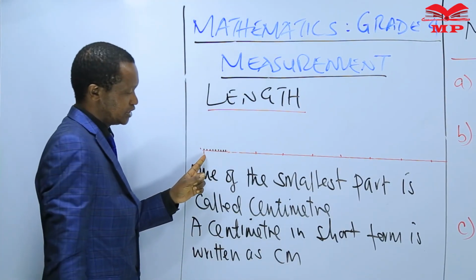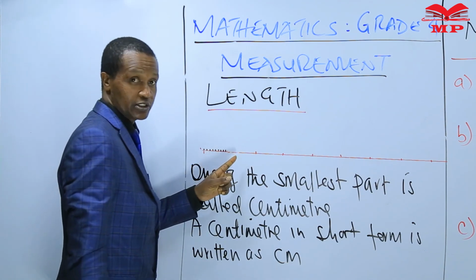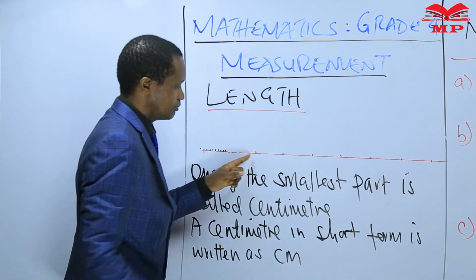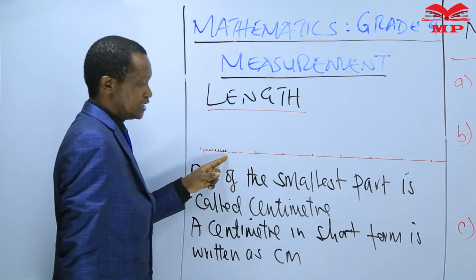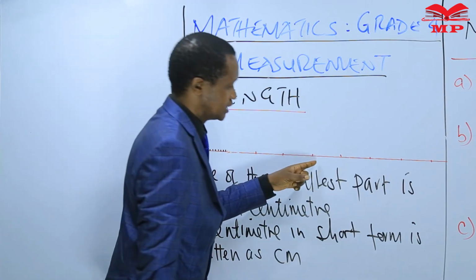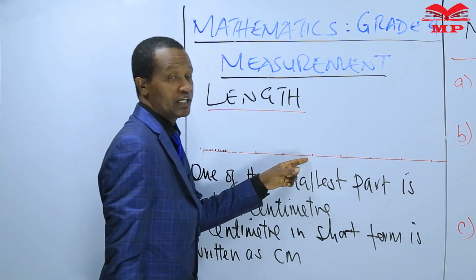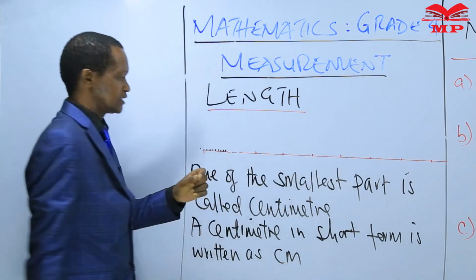And I demonstrated here 10 equal parts. Here you have 10 small equal parts. The other big part has also 10 equal parts. The third one, 10 equal parts. The fourth one, 10 equal parts. The fifth one, 10 equal parts, up to the last part.